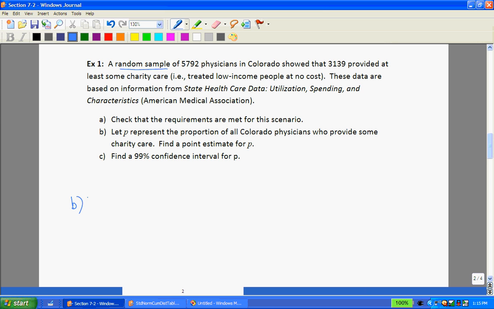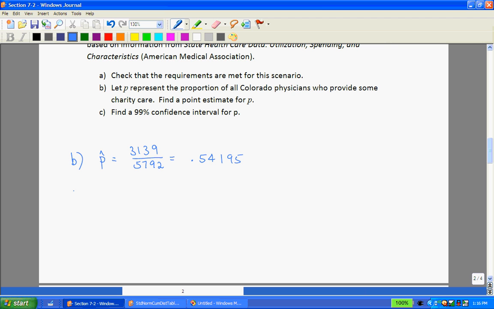Let P represent the proportion of all Colorado physicians who provide some charity care. Find a point estimate for P. So our point estimate is going to come from this sample. So P hat would be the proportion, the 3,139 who do provide some charity care out of 5,792, the sample of physicians in Colorado. And that gives us 0.54195 if you go out a few decimal places. Okay, so P hat, remember, is the point estimate for P, which we probably don't know.